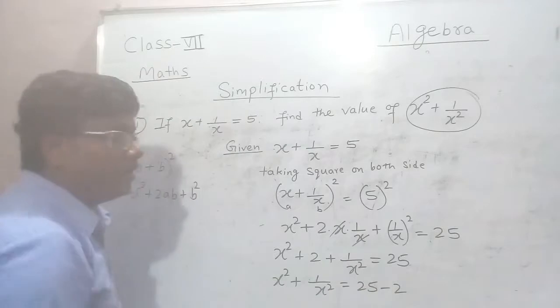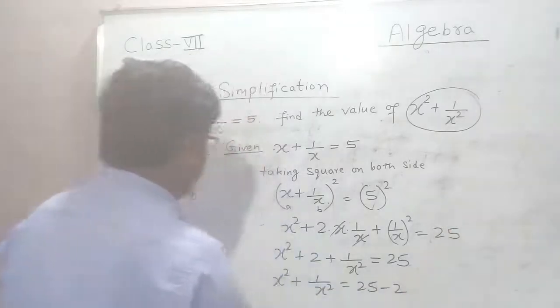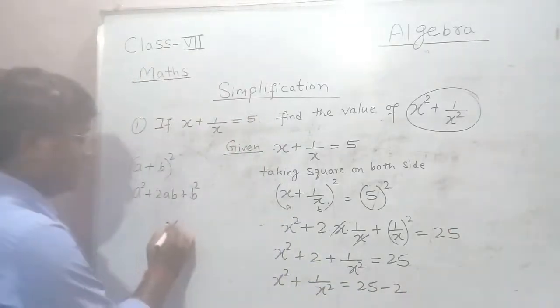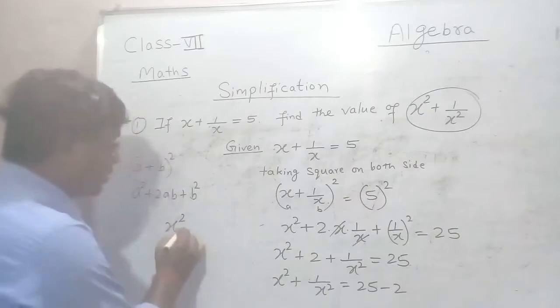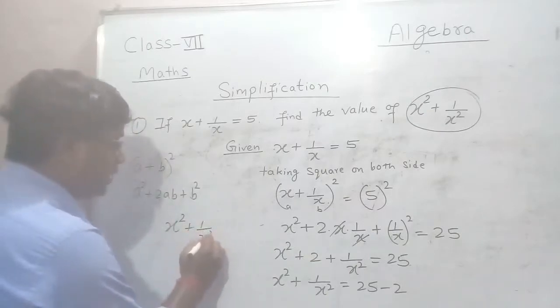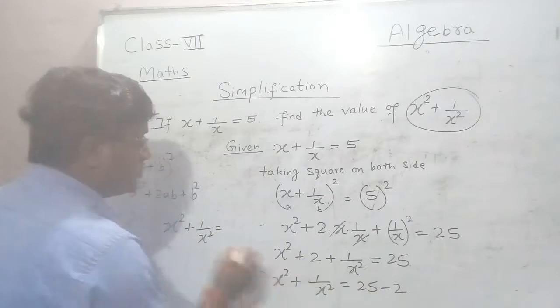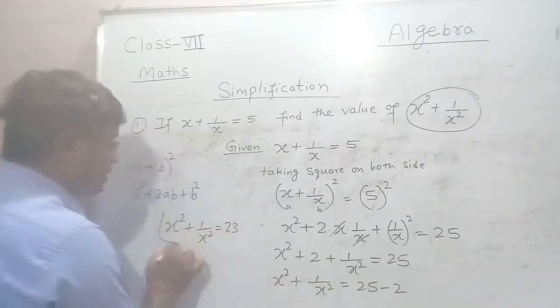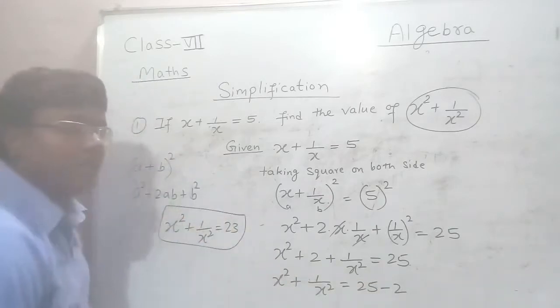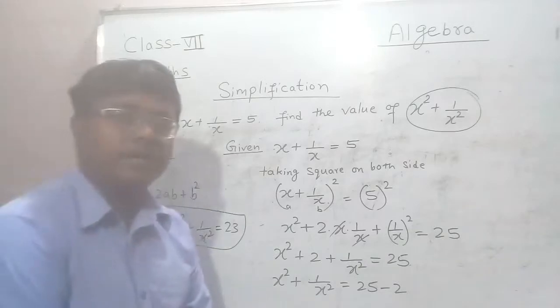So x square plus 1 upon x square is equal to 25 minus 2, which is 23. So this is the value of x square plus 1 upon x square.